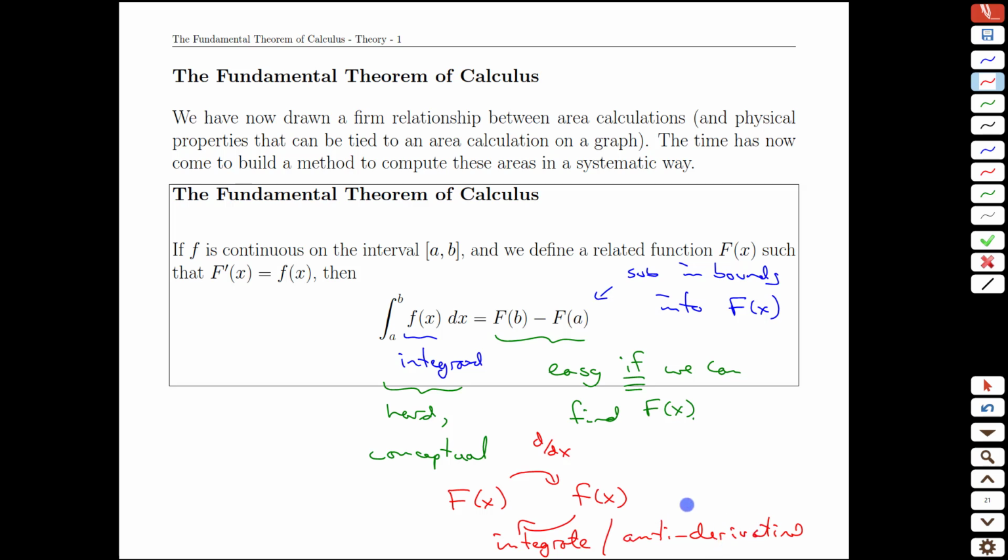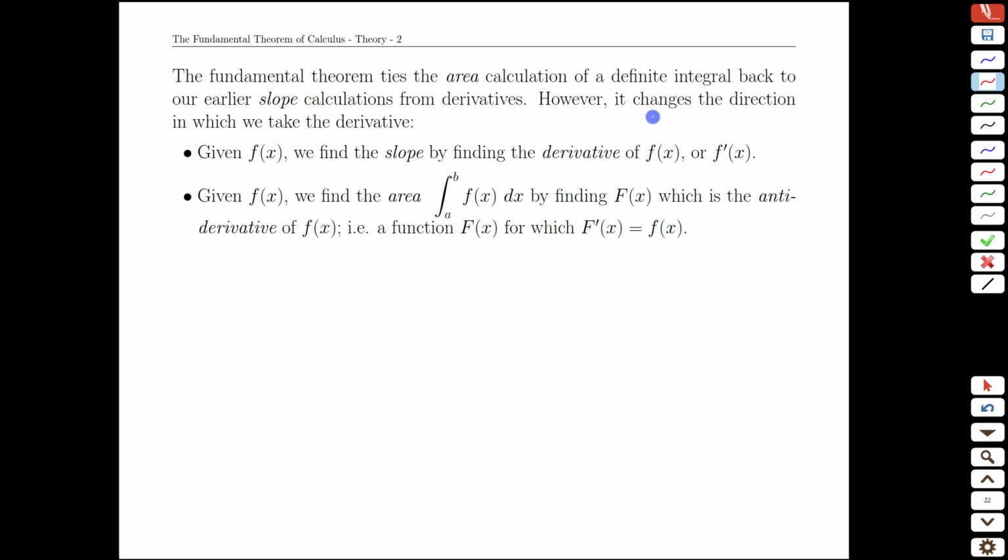That is why this is the fundamental theorem of calculus, because it relates what we were doing already, derivatives, to what we want to do now, which is evaluate integrals, and it turns out it's just the opposite process of taking derivatives. So, fundamental for a very good reason. It's tying two of the most important pillars of calculus together. To paraphrase that here, what we're doing is looking at our area calculations and relating it back to what we did with slopes, but it's changing the direction of the process.